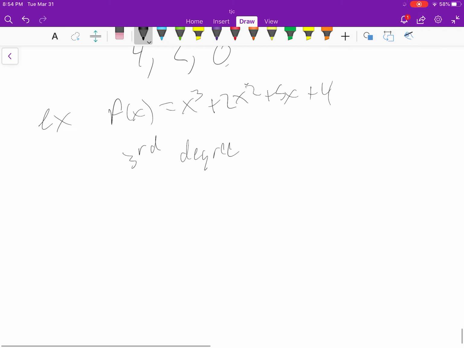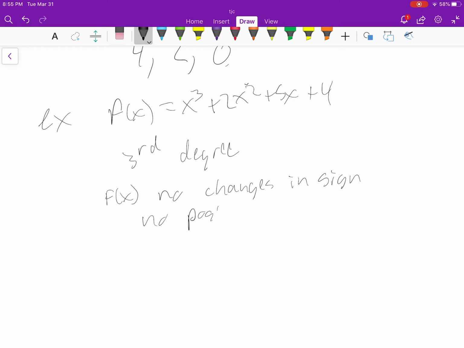And we're going to start with Descartes' theorem this time. Okay, and look, does f of x have any changes? It has no changes in sign. So what does that tell us? That means there's no positive real solutions.